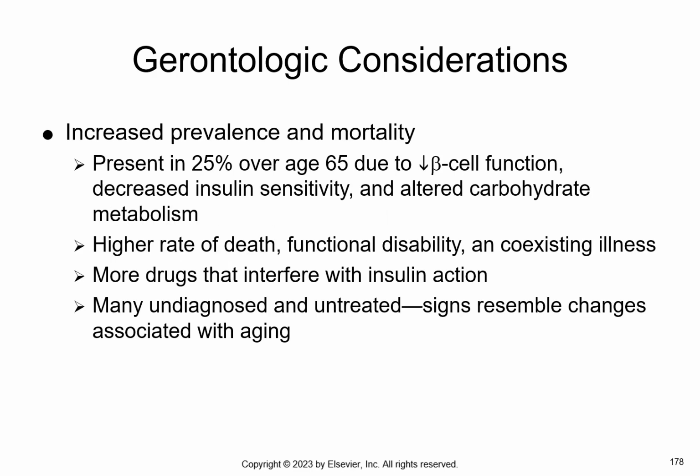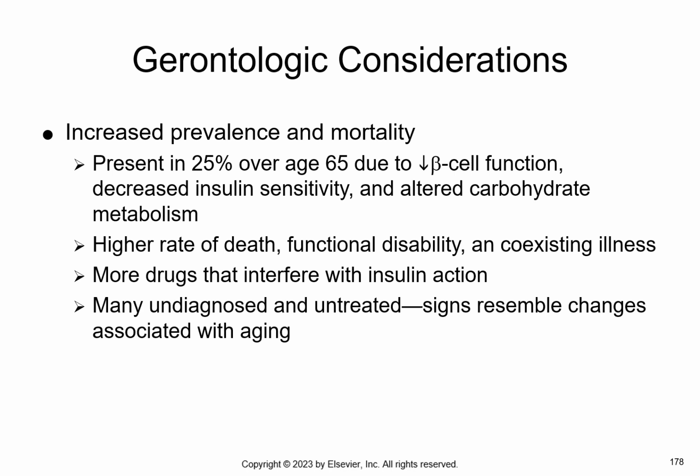Let's look at the gerontological considerations as we're getting ready to end this recording. Diabetes mellitus is present in more than 25% of persons over 65 years of age. This age group is the fastest growing segment of the population that's developing diabetes. Older people with diabetes have higher rates of premature death, functional disability, and coexisting illnesses such as hypertension and stroke than those without diabetes. The prevalence of diabetes increases with age.